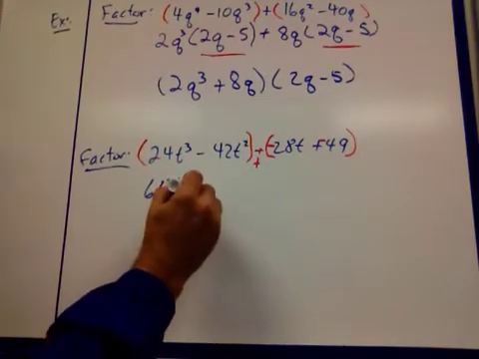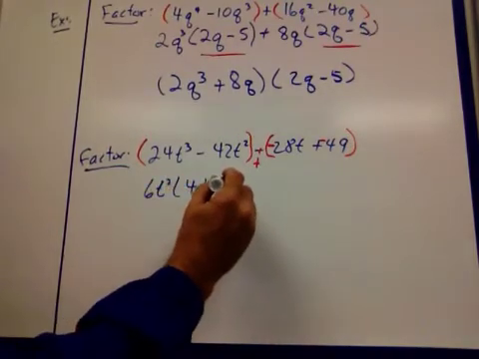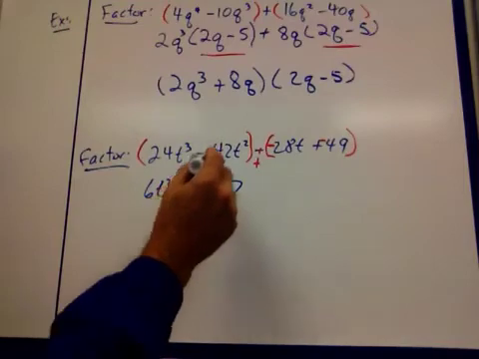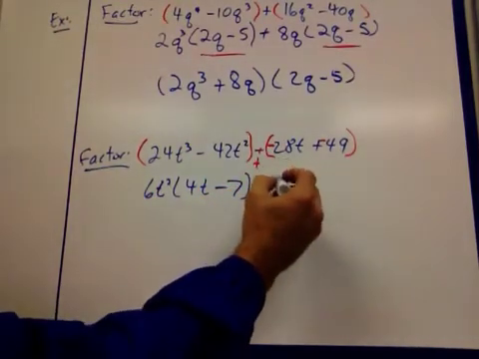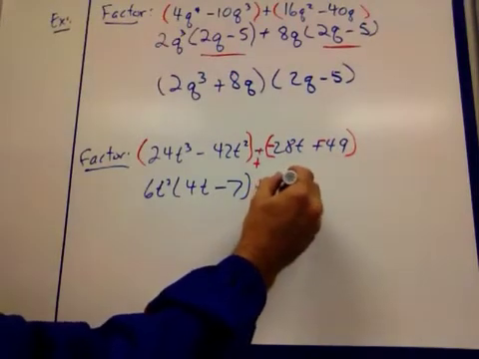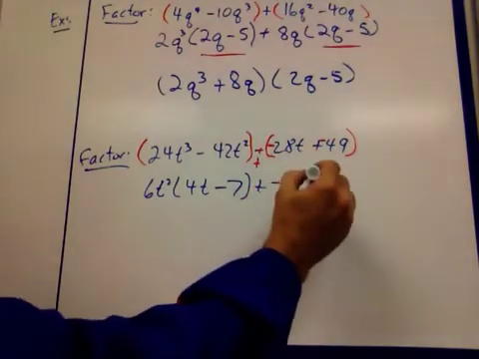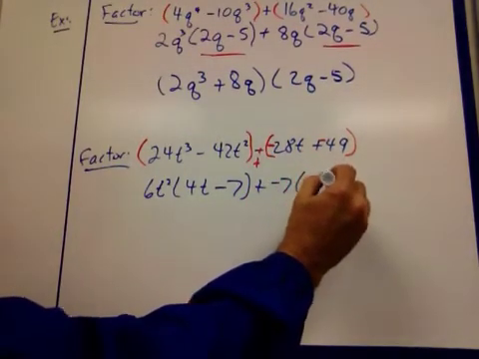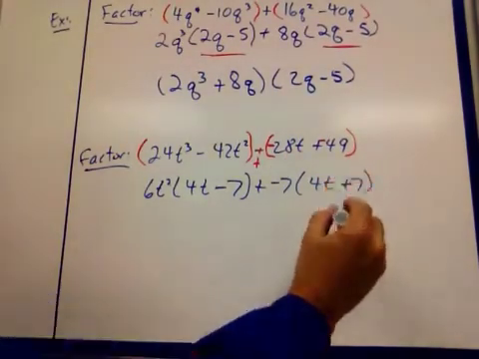6 goes into 24 4 times. 3 minus 2, t to the 1st. 6 goes into 42 7 times. The t squareds cancel. That'll be a negative 7 that I can take out of there. And then negative 7 goes into there, that's 4t. And negative 7 goes into negative 49 7 times. Negative over negative is positive.